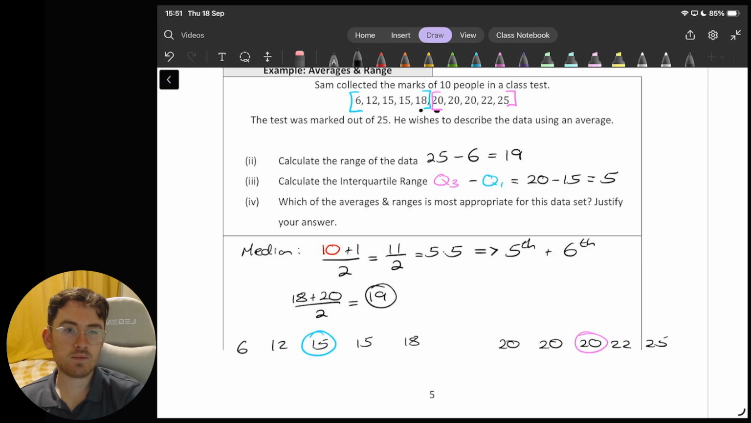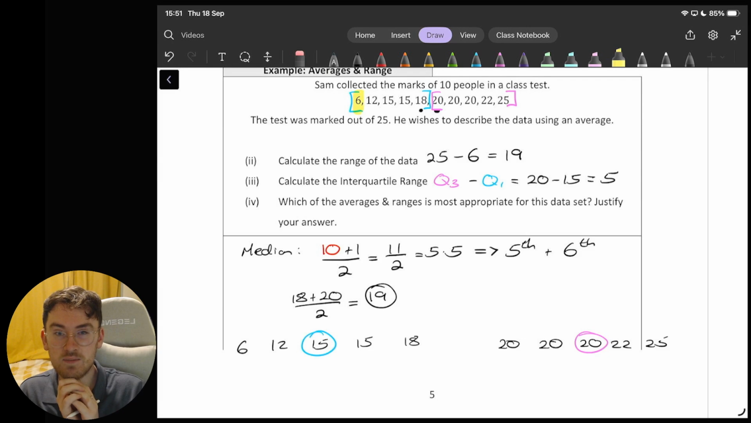So here I would probably say that the interquartile range is more accurate because we have one outlier, which is the 6 here. The 6 is quite far from the next data point, which is a 12. Because of that, it is affecting the range overall. And we can see that in the calculation. When we calculate the range, it was 19. The interquartile range was 5. So that's actually quite a small range.